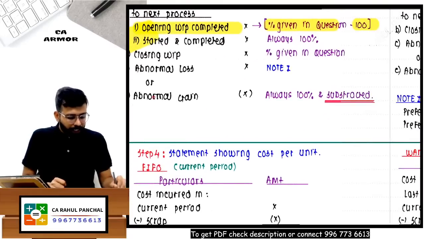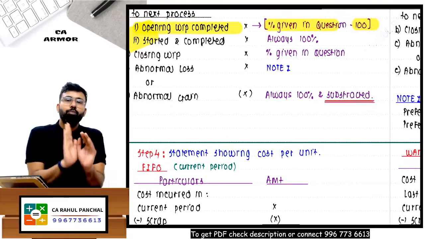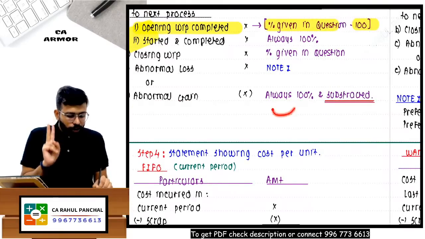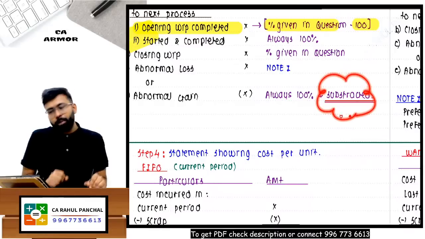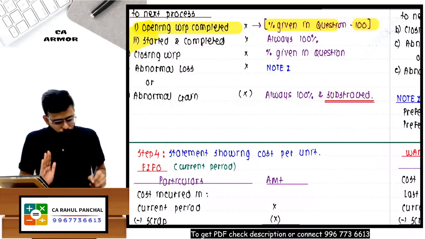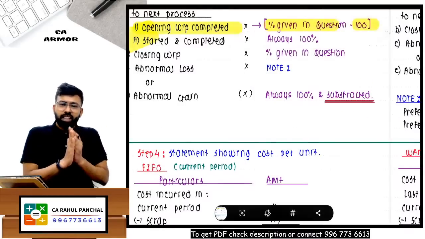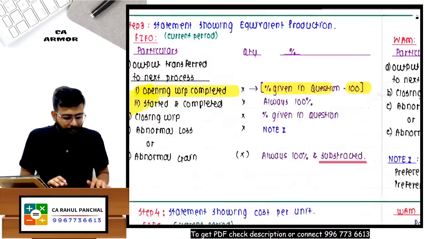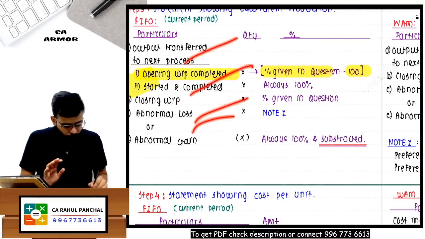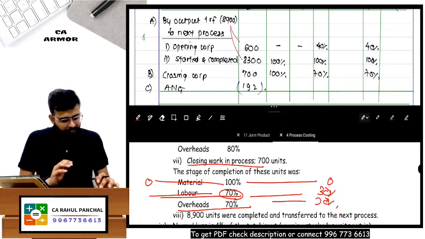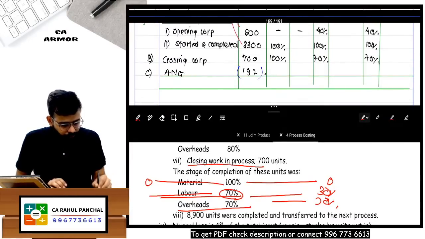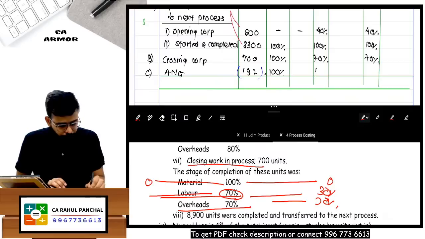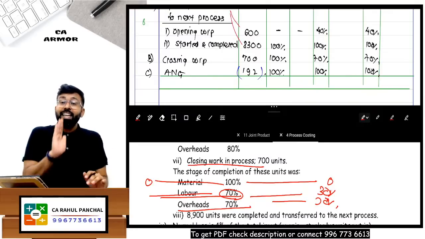If it is abnormal gain, you need to remember two rules. It is always 100% complete, that is why it is a gain, and it should be subtracted because it is on the opposite side. I have given the rules that should be followed for all aspects. So if I write it down here, it is going to be 100%, 100%, 100%. The first two rules for abnormal gain: it is 100% complete and it is subtracted.